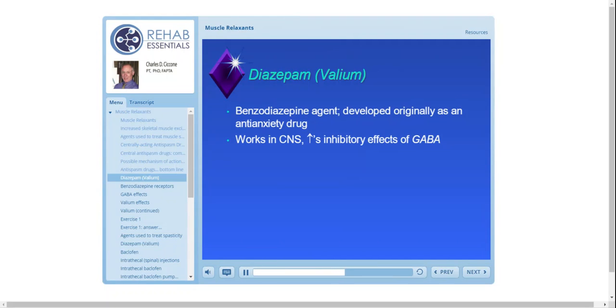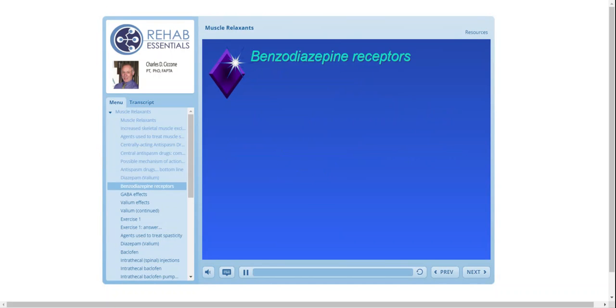It works in the central nervous system to increase the inhibitory effects of GABA, and that effect has been studied very carefully, and we'll talk more about exactly how it does this. GABA, as I mentioned a minute ago, is probably the most common and most important inhibitory neurotransmitter that affects receptors throughout the brain and the spinal cord. So we want to take a closer look at the way GABA works. That'll give us some insight into how drugs like Valium work.